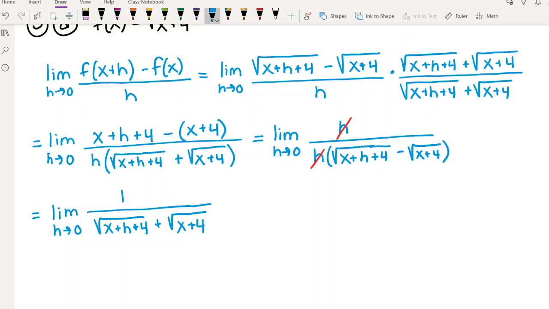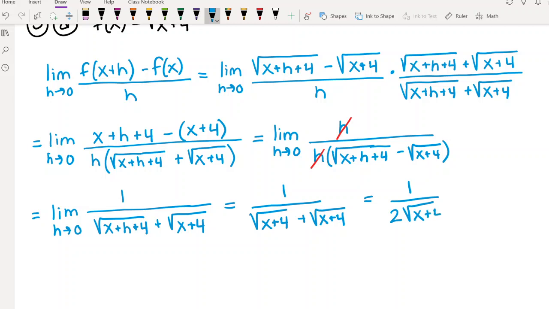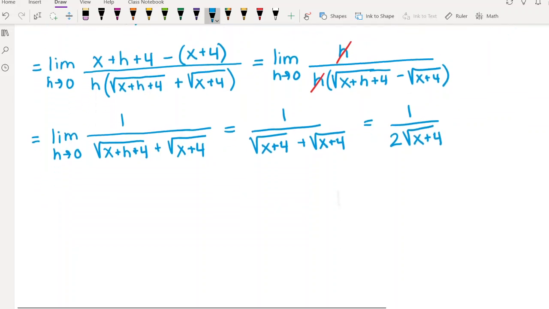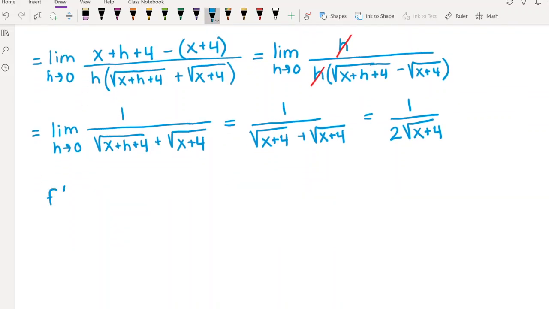Okay, so now we can actually plug in 0 for h. So we'll have 1 over square root of x plus 4, because we just plug in 0 for the h, and then we have another square root of x plus 4. And so altogether, that's 1 over 2 square root of x plus 4. So that is our derivative. Our derivative is f prime of x is equal to 1 over 2 times the square root of x plus 4.